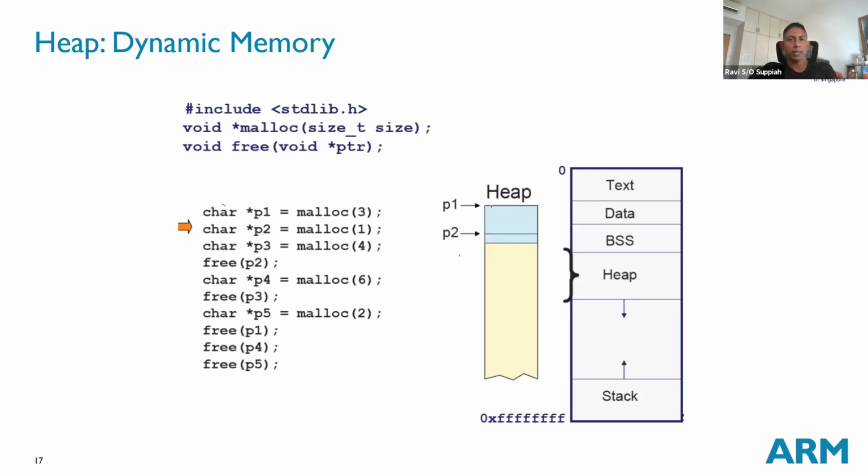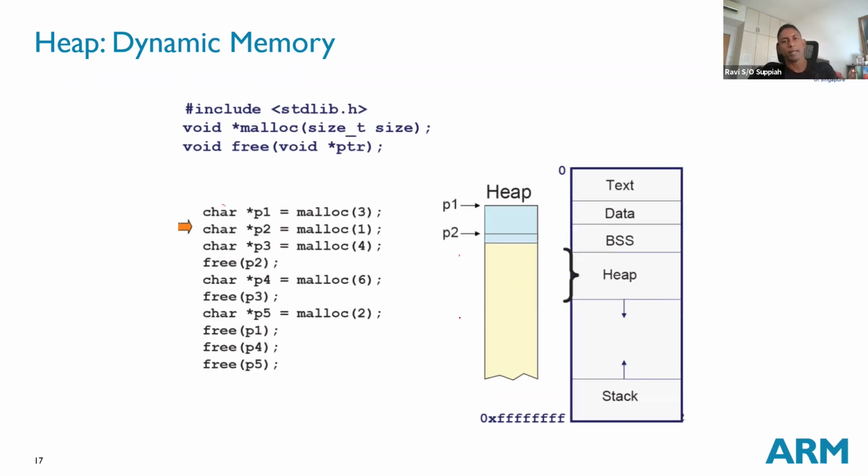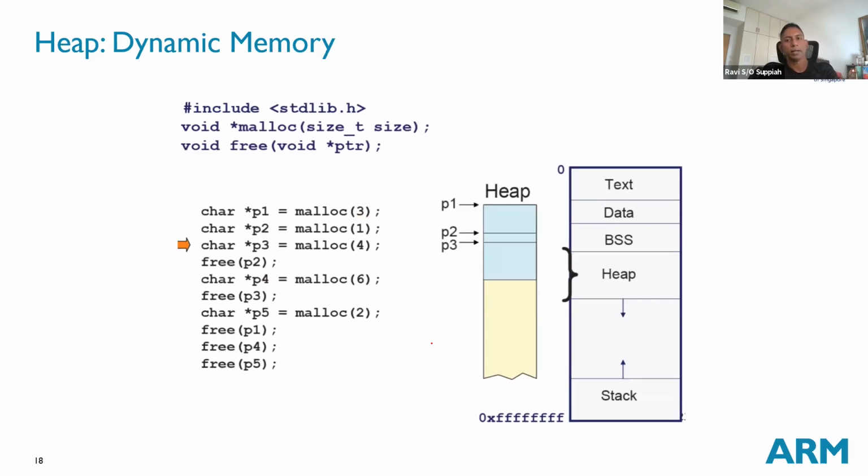automatically I look at the next available space. Once P1 has been allocated a certain memory region, I know that my next free space is starting from here. Later we'll look at some other policies. This is one policy where you straight away start from where you left off. So P2 continues, and then P3, another block.